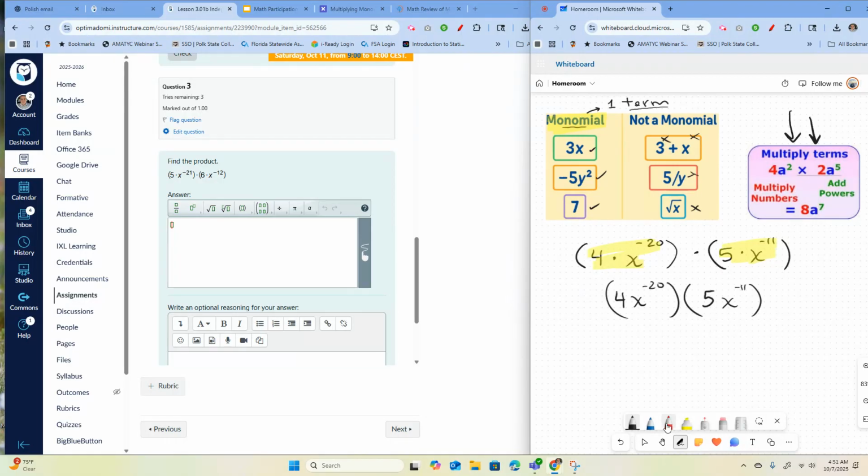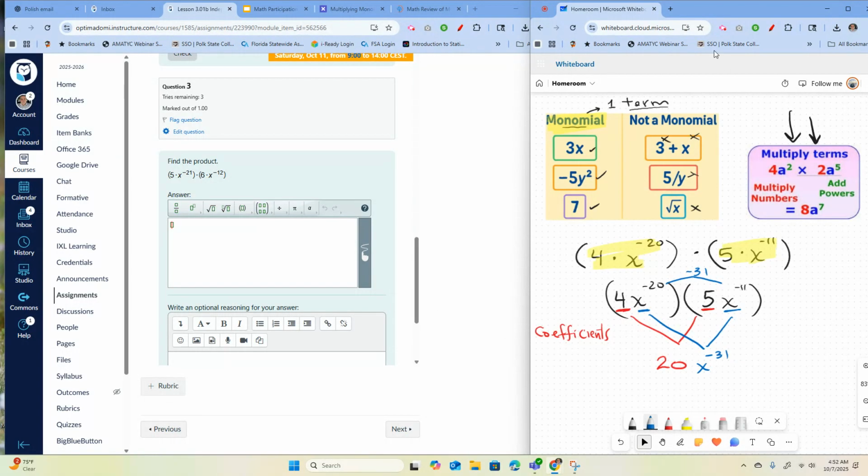You're going to multiply the numbers with the numbers. Again, remember the numbers, these numbers I underline in red, they're called coefficients. You're going to multiply the 4 times 5. Use your calculator if you have to. That will be 20. And then you're going to multiply the letters that are the same. So I have x's. I'm going to multiply the x's. But you're not really multiplying the x, you're keeping the x. And what you're going to do is add the exponents. So negative 20 plus negative 11 will be negative 31. And that will be my answer for this multiplication.